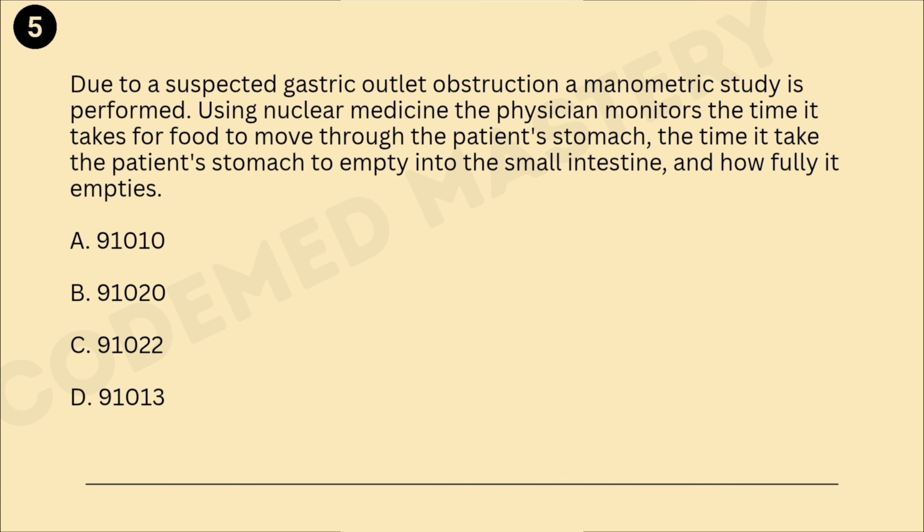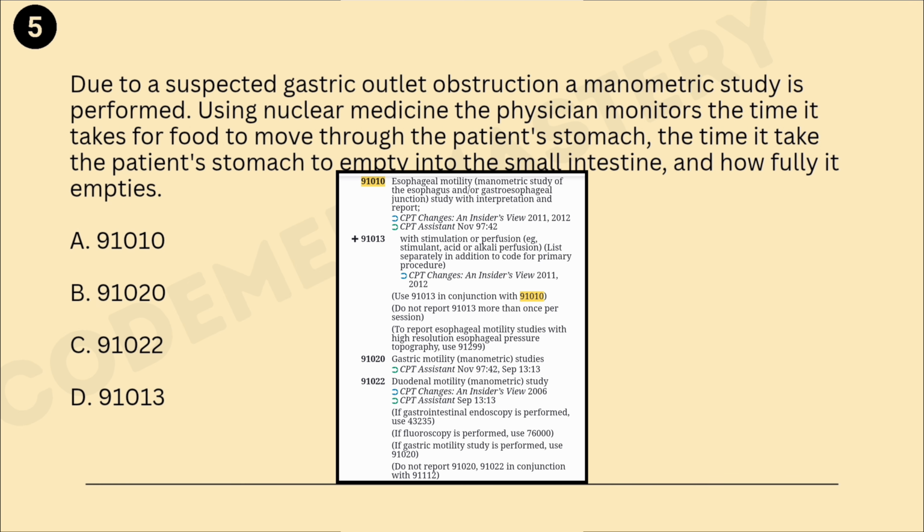Next question. This is the last question for today. Due to suspected gastric outlet obstruction, a manometric study is performed. Using nuclear medicine, the physician monitors the time it takes for food to move through the patient's stomach, the time it takes the patient's stomach to empty into small intestine, and how fully it empties. Check the codes. 91010 is under medicine section gastroenterology. 91010 is for esophageal motility, manometric study of esophagus with interpretation and report.